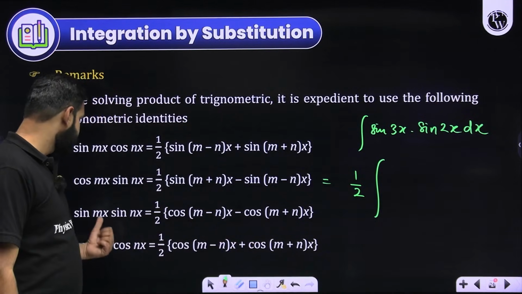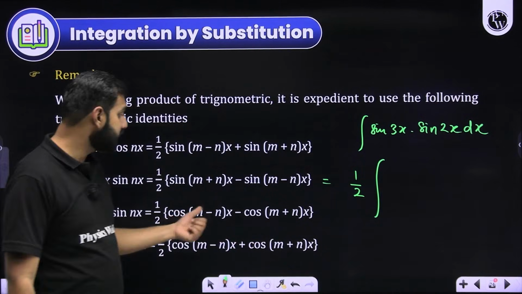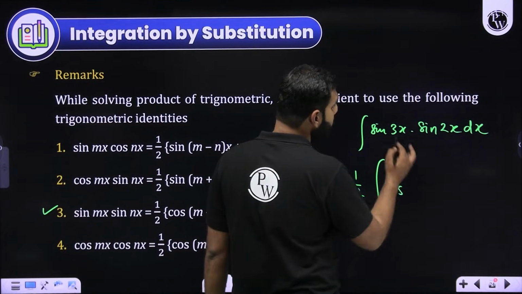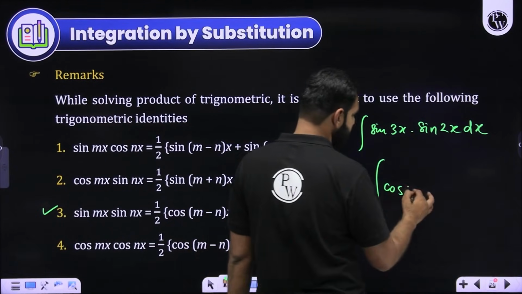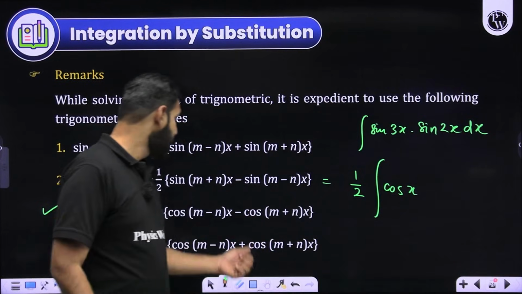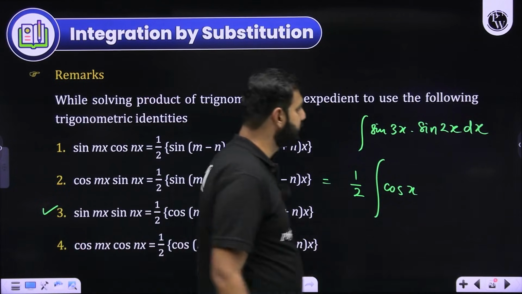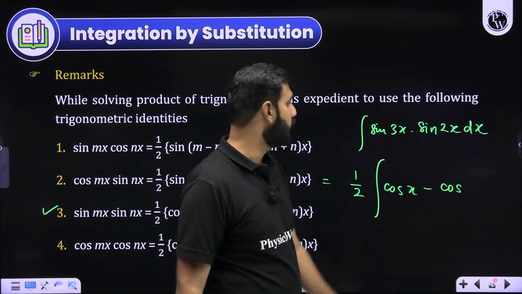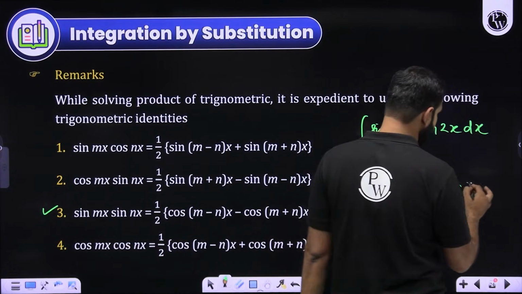So here sin mx sin nx is basically cos (m minus n)x. So it is going to be cos (m minus n), so 3x minus 2x is x. Did you get that part? Minus cos (m plus n)x. So m plus n means what? 3x plus 2x, that is nothing but 5x.